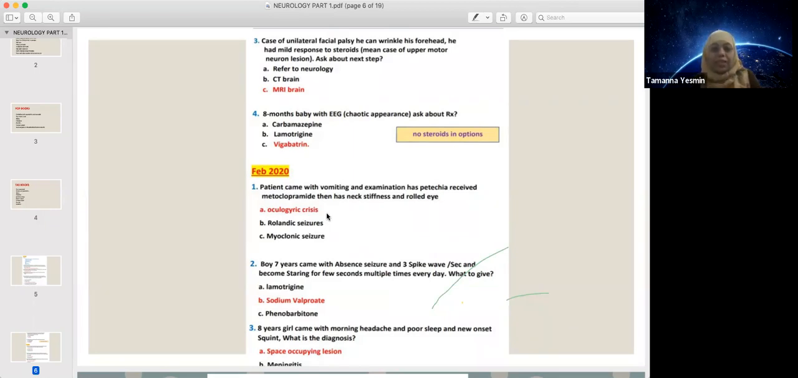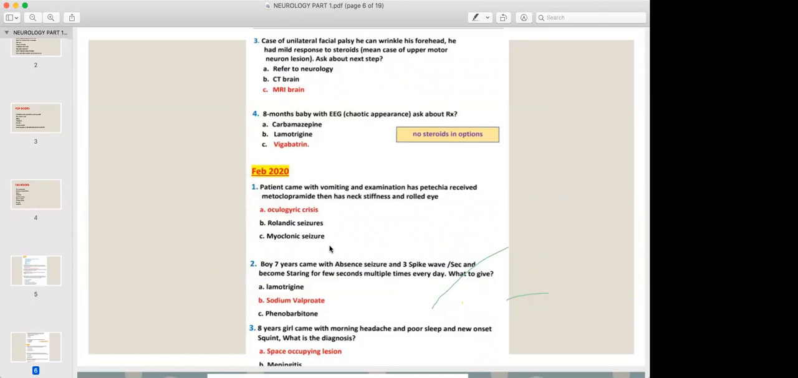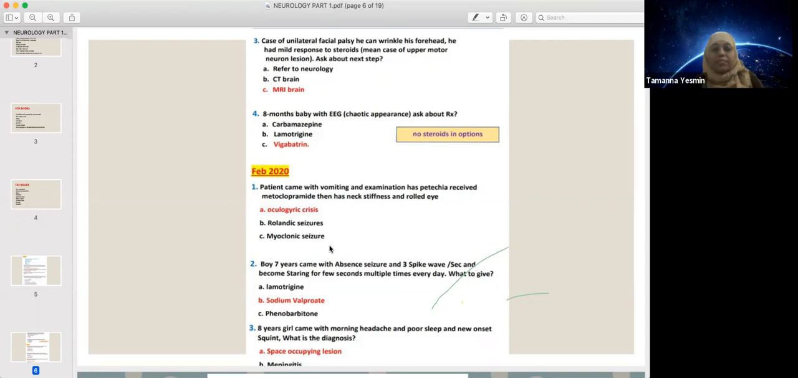Next is question number 2. A boy, 7 years old, came with absence seizure, and in the EEG there was a 3 spike per second pattern. I call it VT, like ventricular tachycardia: this is 1 second, and there are 3 spikes. So this 3 spike per second is the characteristic criterion for absence seizure. And what is the treatment of absence seizure in this 7-year-old boy?